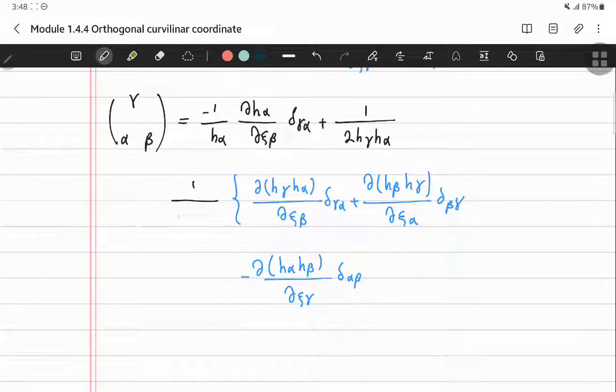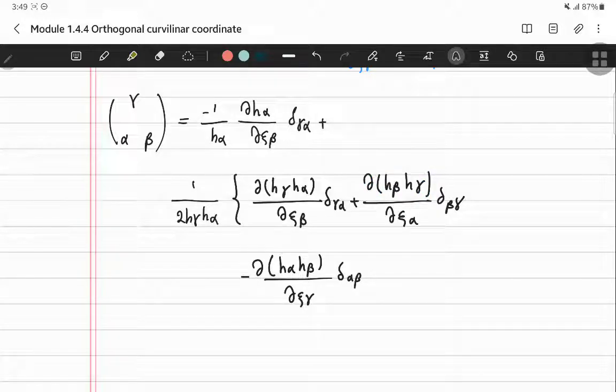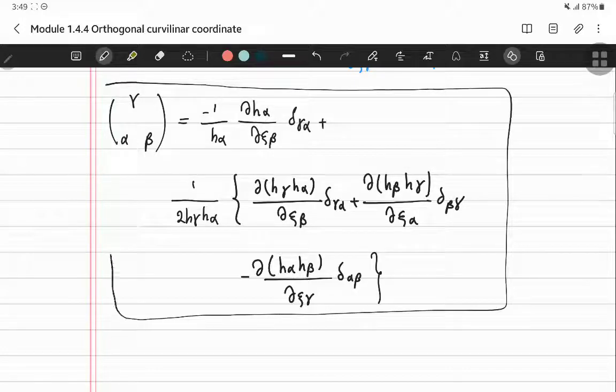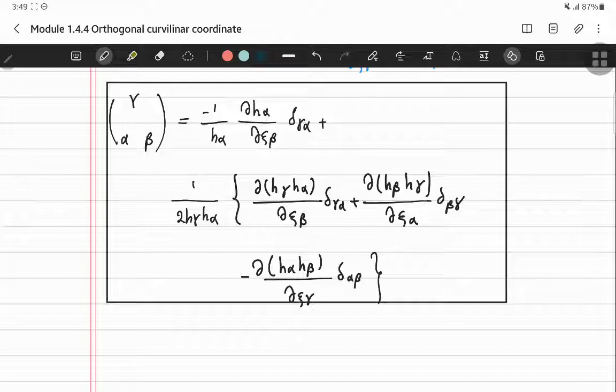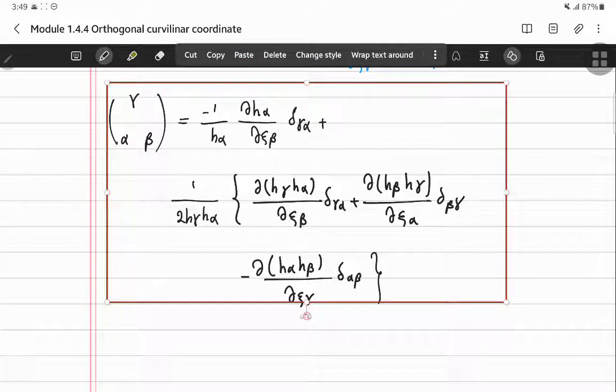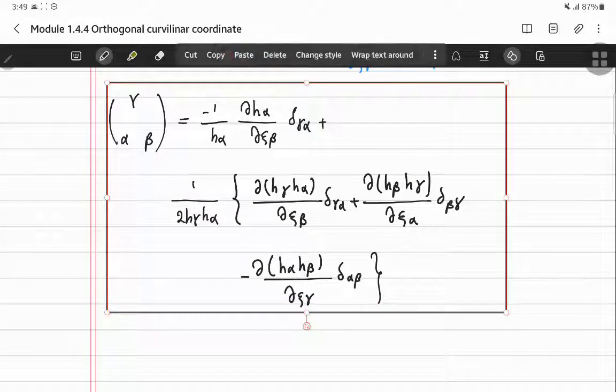One divided by 2h gamma h alpha. Oh, sorry. This will be the Christoffel symbol. This is our solution for the Christoffel symbol. So if I just bring it a bit down, perfect.